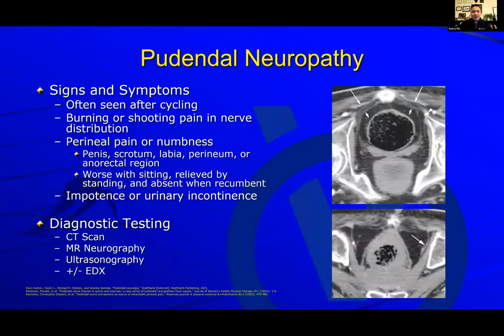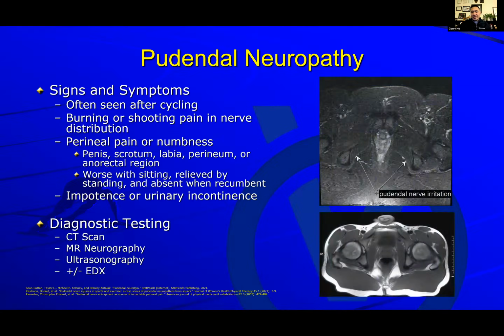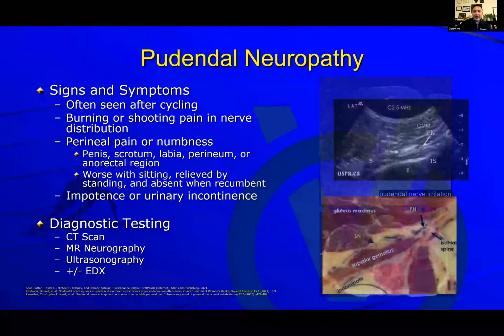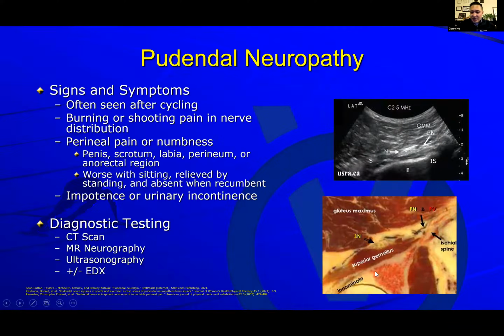Diagnostic testing can be done, and this is what it might look like under MRI. Here's an ultrasound. Here's an image of the ischial spine. And you can see the nerve right here by the ischial spine. There's the pudendal nerve right there.